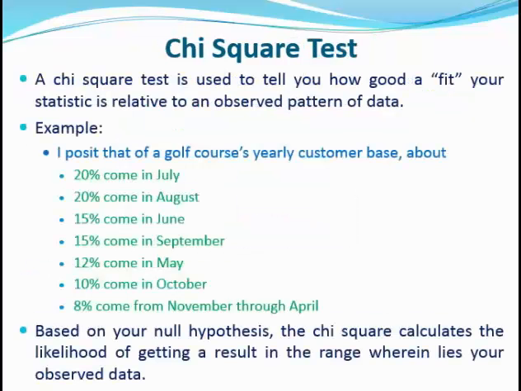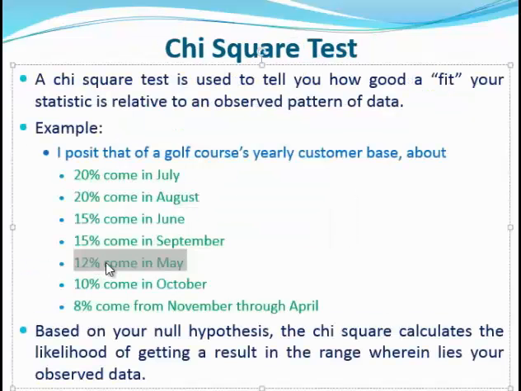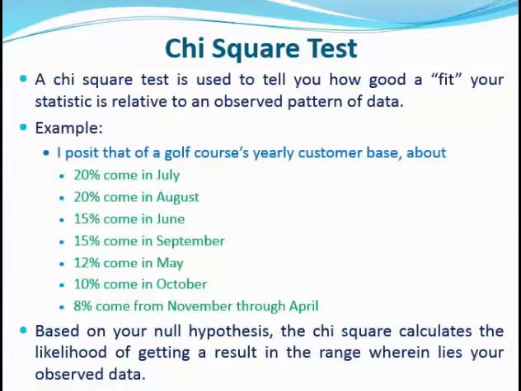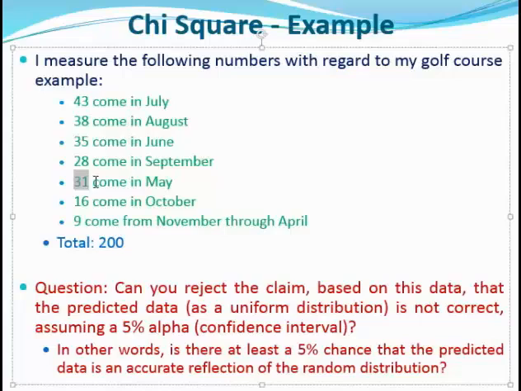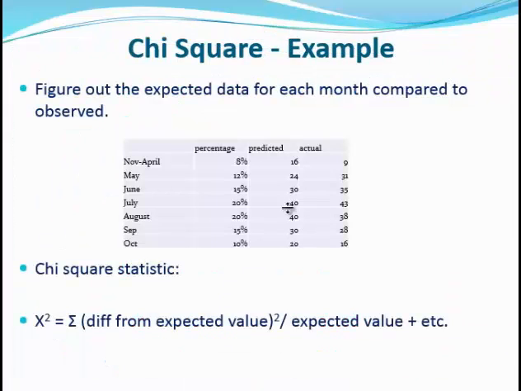In May, our prediction was 12%. And 12% of the 200 customers would be 24 of them. How many did we actually get? We actually got 31. So in other words, what this chart does is it just goes through each set.